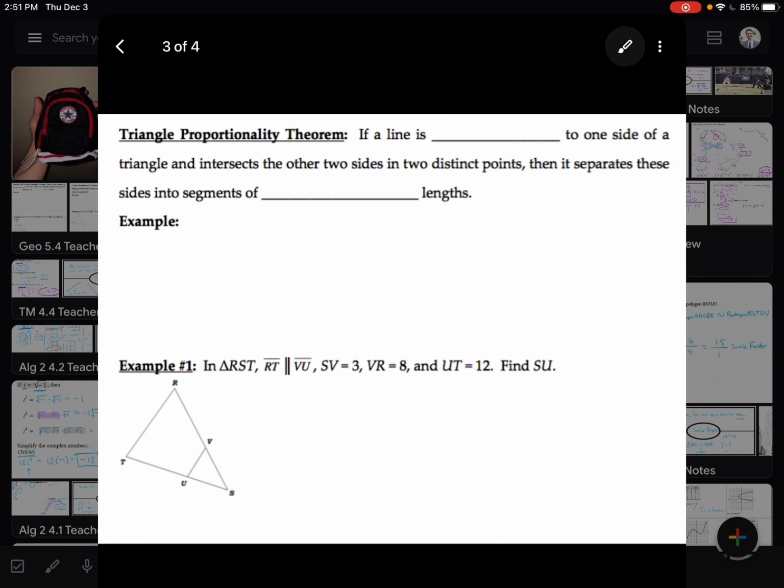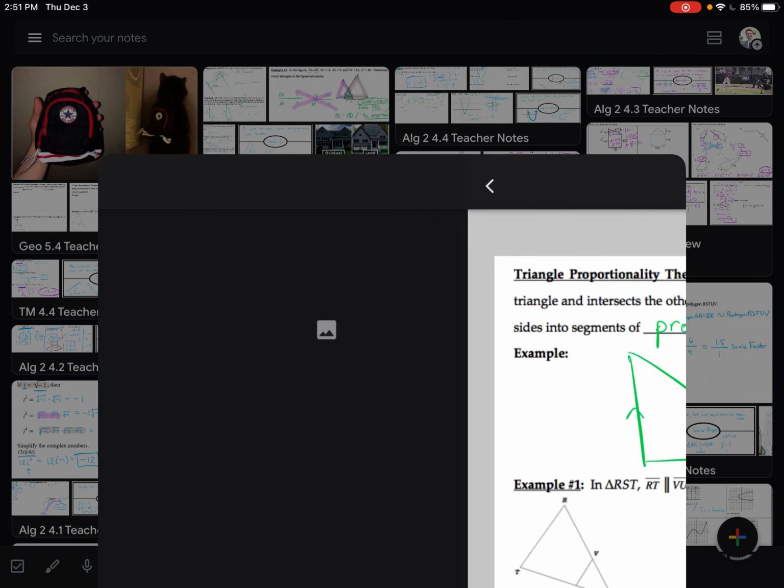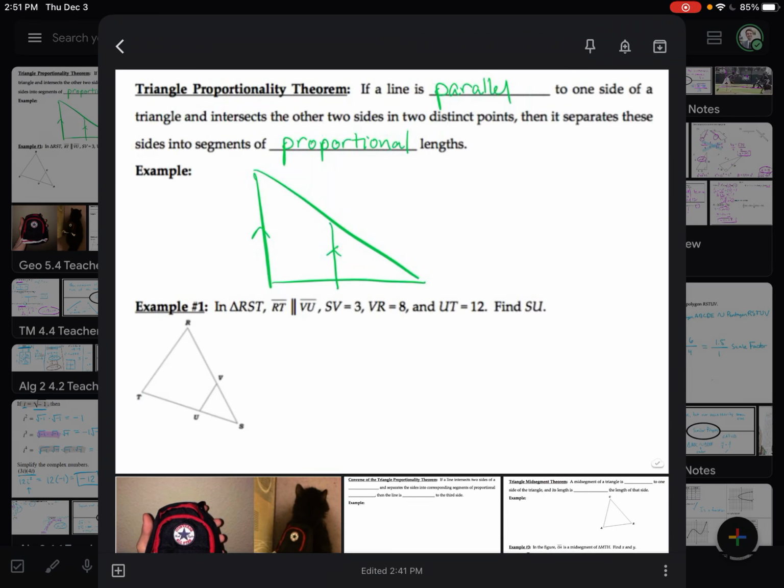So this is just saying that if a line is parallel to one side of a triangle and intersects the other two sides at two distinct points, then it separates these sides into segments of proportional length. Basically what it's saying is if you have a triangle and then you put a parallel line in here, so these two guys here are parallel, you actually form two new triangles that are proportional.